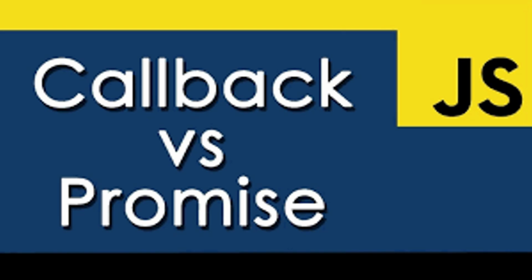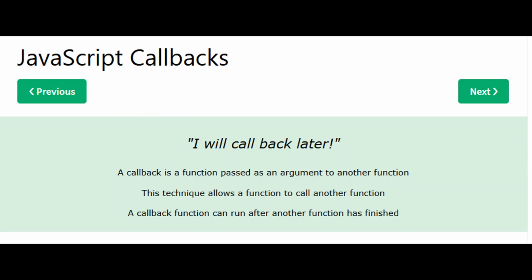So with that being said, let's begin by understanding what callbacks are. A callback is just a function that gets passed into another function as an argument, and it is called when something is done. This is usually something asynchronous like loading data or reading a file. Now let's go to our editor to see an example.